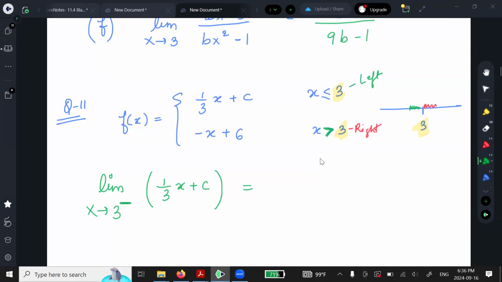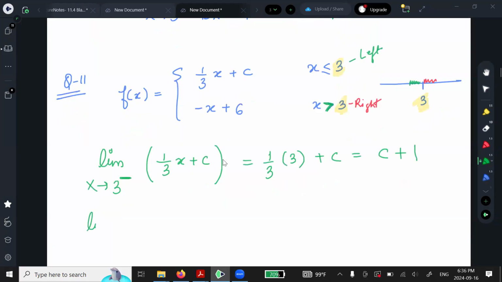Okay, let's solve this. So what is the answer here? Plug in 3. What do you get? +1, right? And what about the right hand side? Which function to pick? You see, you pick the bottom one, you plug in your x, which is -3 + 6, 3.